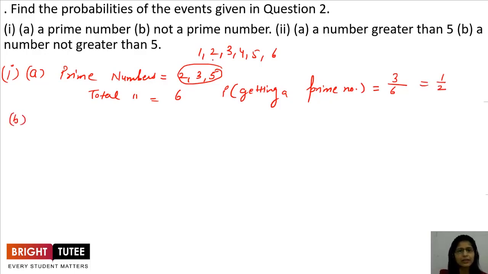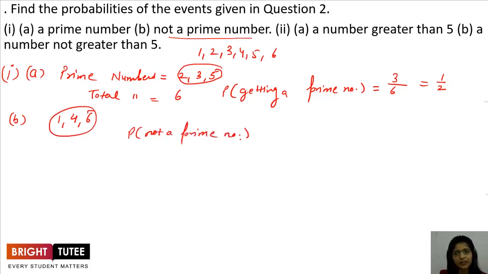B part, not a prime number. How many numbers are there which are not prime? 1 is not prime, 4 is not prime, 6 is not prime. So probability of not a prime number will also be 3 upon total 6, that is 1 upon 2.